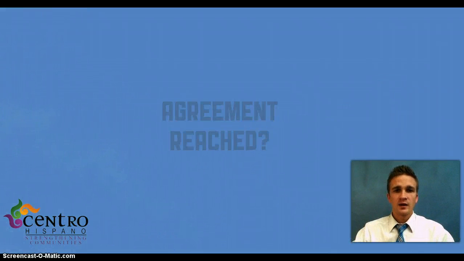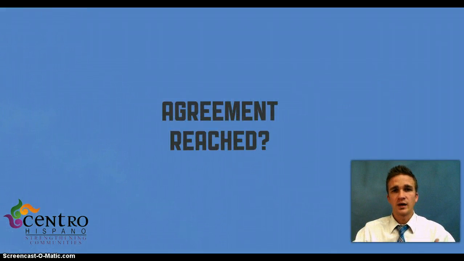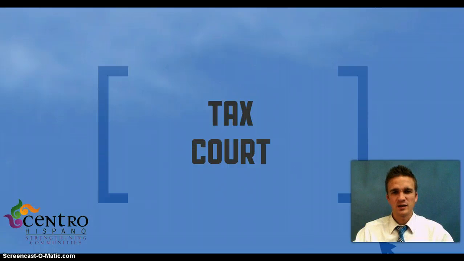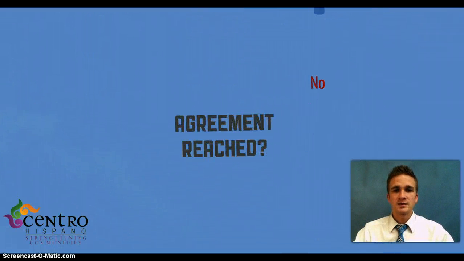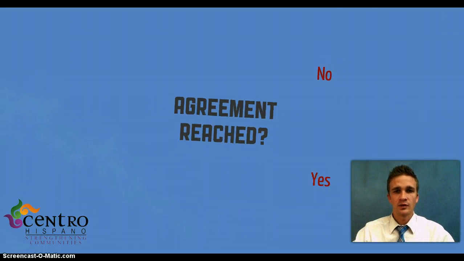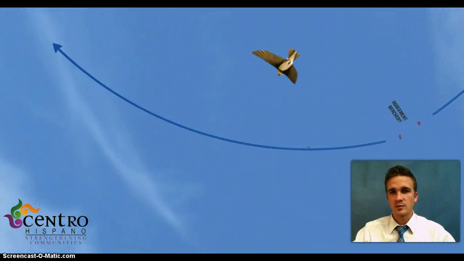So if you do not reach an agreement with appeals, what will happen is that it is sent to tax court, and tax court's a different issue. We're not going to go into that, it's a little more complicated. But if you do reach an agreement with appeals, there's a couple different options of what could happen.